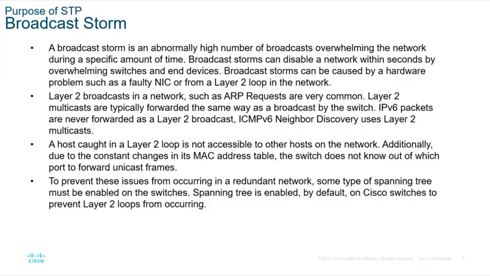Layer 2 loops. So if the network interface card is faulty, then it's going to be generating unnecessary frames, unnecessary messages on the network. And even when there are what we call loops on the network. Layer 2 broadcasts in a network such as ARP requests are very common, and layer 2 multicasts are typically forwarded the same way as the broadcast by the switch. So the multicast and the broadcast are in the same family, they use the same mechanism.